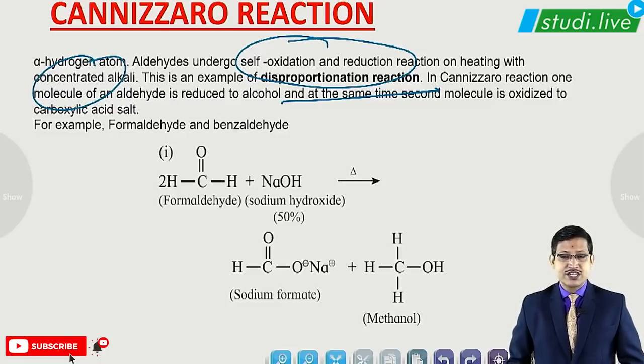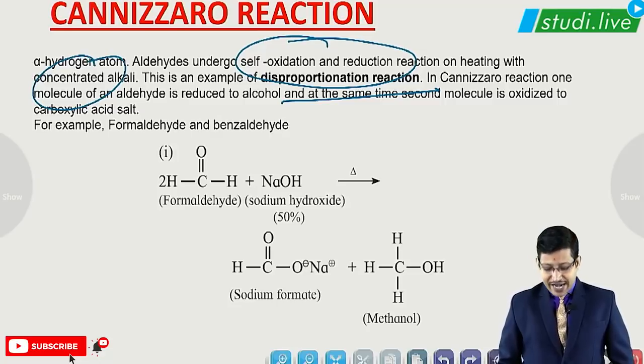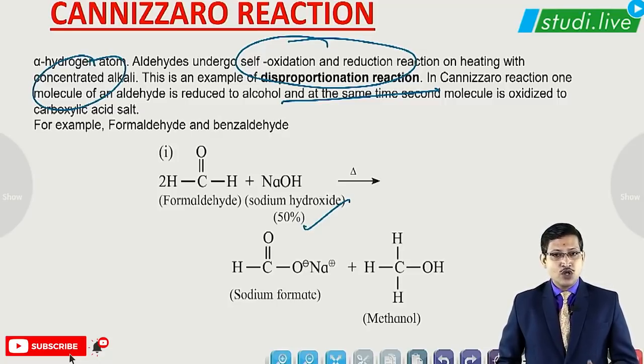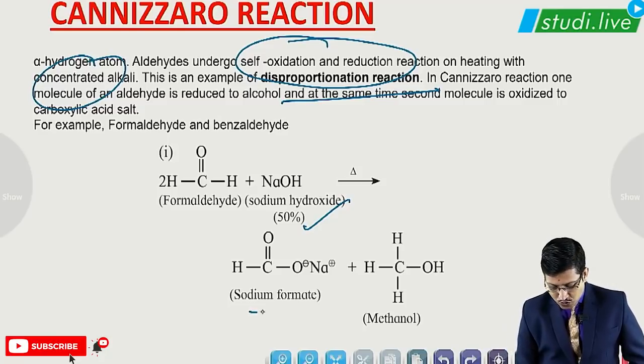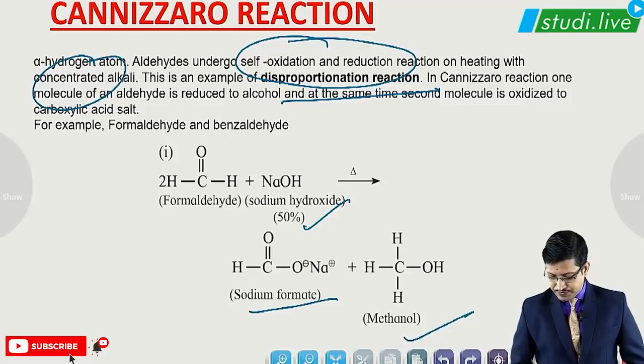Now in this reaction, what exactly happens? It is the formaldehyde which will react with 50% sodium hydroxide. Formaldehyde on reaction with 50% sodium hydroxide will give you sodium formate and methanol. So that gives you the formation of sodium formate and methanol.